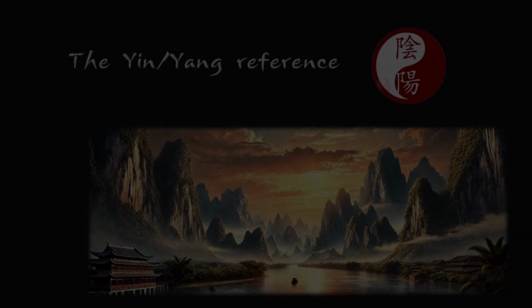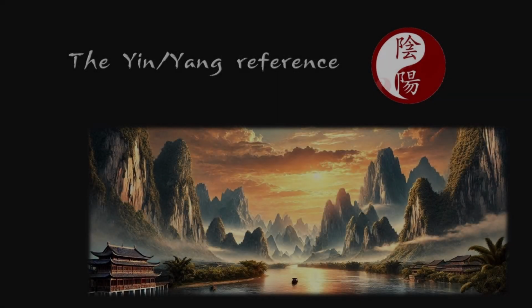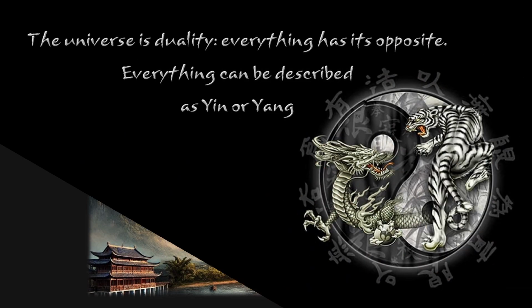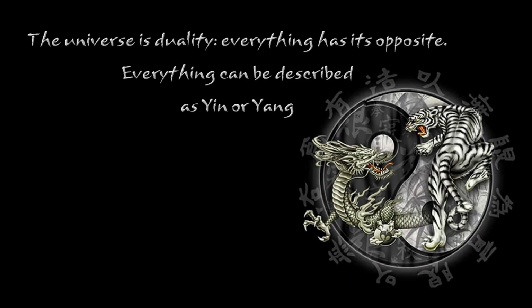What is much more important is to fully understand the concepts of yin and yang, which are our references for analogical reasoning. The idea is that the entire universe is duality. Everything in the universe is made up of one thing and its opposite. So everything can be classified as yin or yang, as we will see right away.